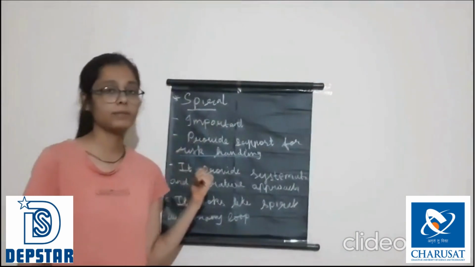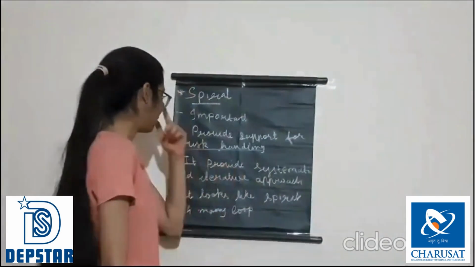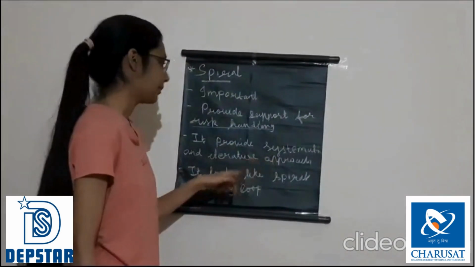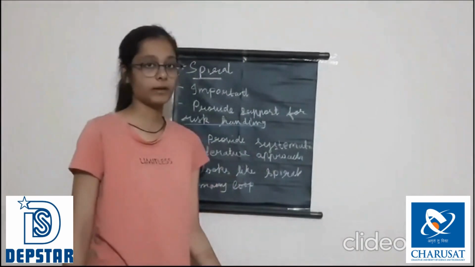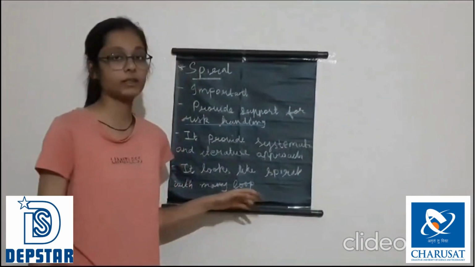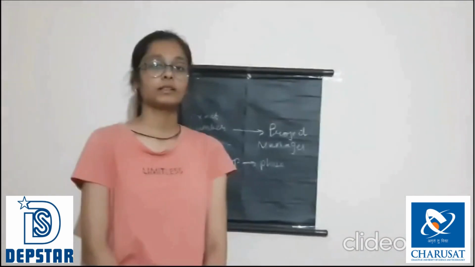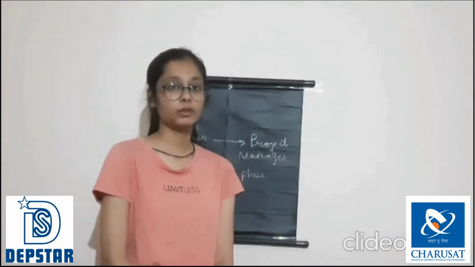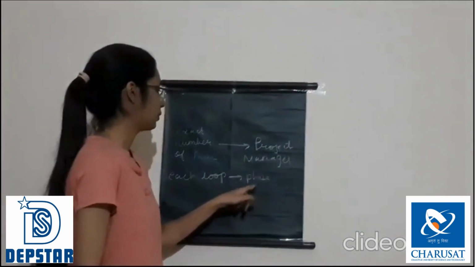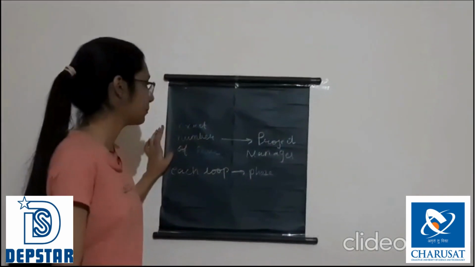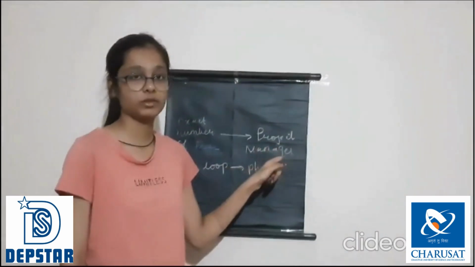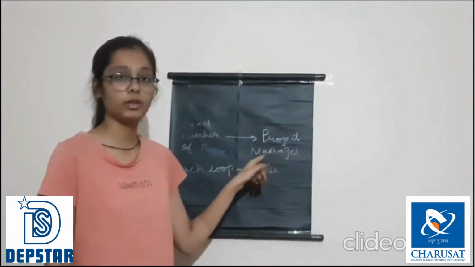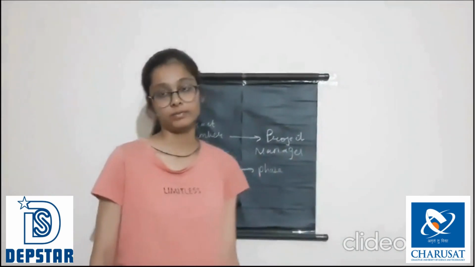Spiral is one of the most important SDLC models. It provides support for risk handling. It provides a systematic and iterative approach. It looks like a spiral with many loops, and the number of loops is unknown. So the exact number of loops is not known. It can vary from project to project. Each loop is known as a phase, and the exact number of phases can be decided by the project manager according to the project. Hence, the project manager plays an important role when it comes to the spiral model.